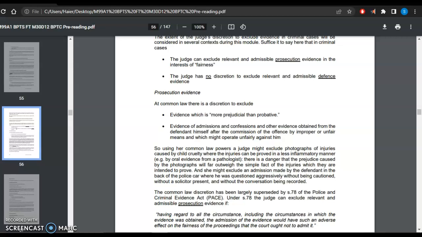Evidence of admissions and confessions and other evidence obtained from the defendant himself after the commission of the offense by improper means, so the evidence was taken by improper and unfair means and might operate unfairly against the defense. That is why the court can exclude the evidence. The court has the power and the discretion to exclude that evidence.